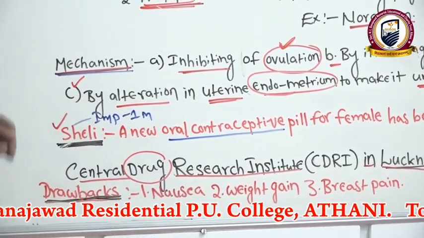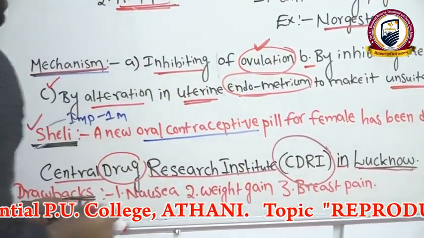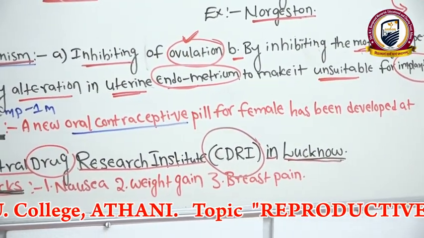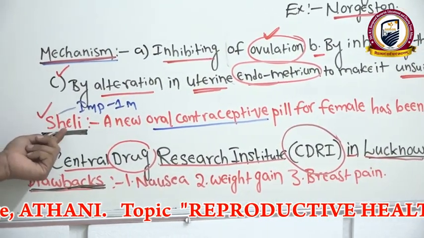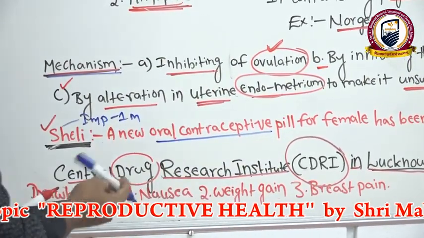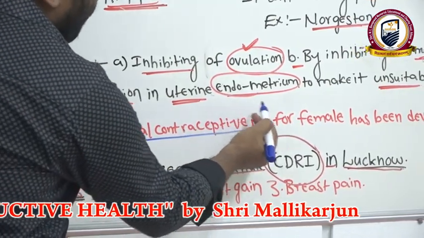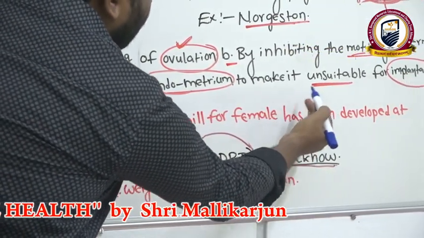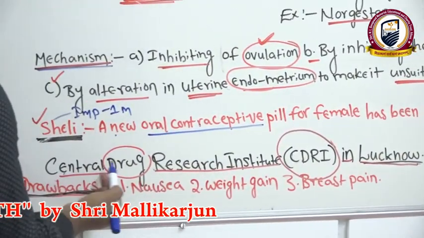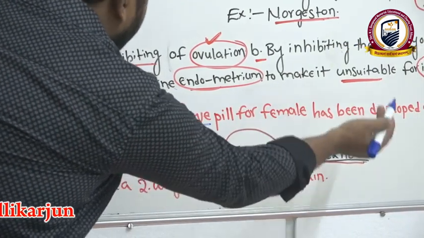Okay, this is asked for 1 mark. What is CDRI? Where is it located? Sometimes they also ask that saheli is manufactured under the CDRI. Now one more time, let me repeat it. Saheli is a new oral contraceptive pill for females. It has been developed at the Central Drug Research Institute, that is CDRI, in Lucknow.